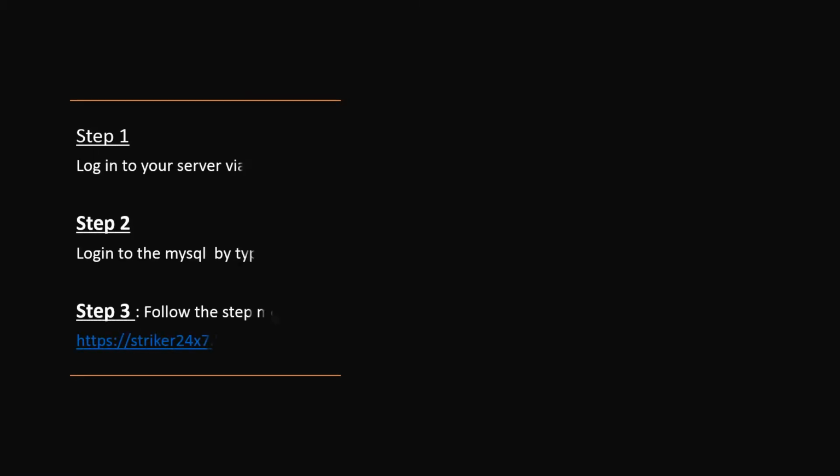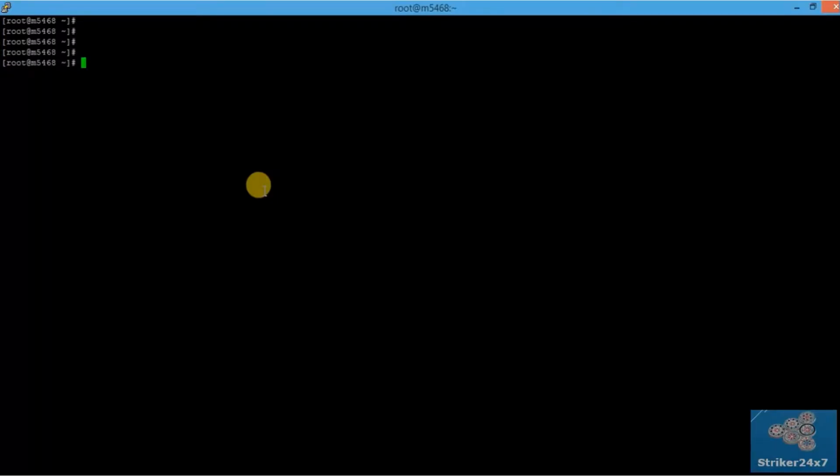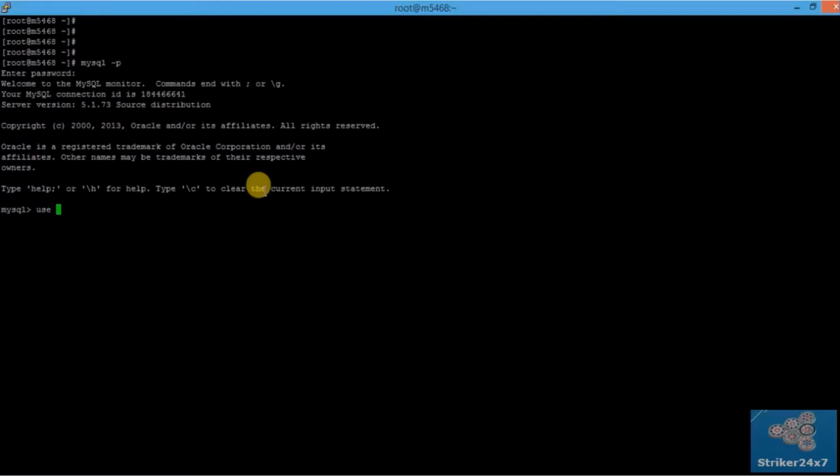Step 1. Log into your server via SSH using software PuTTY. Step 2. Log into MySQL by typing mysql -p. Step 3. Follow the steps mentioned in my blog. Once logged into the server, type mysql -p to get into the MySQL console. Then type use asterisk.